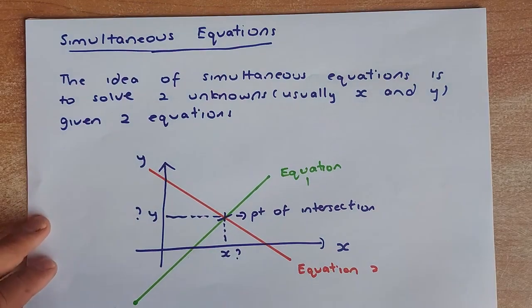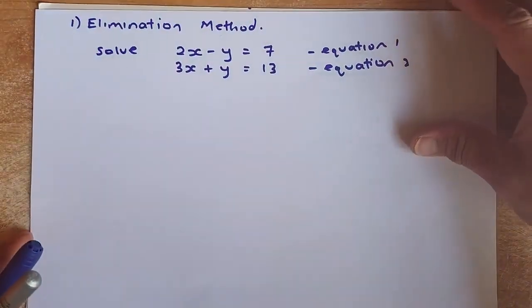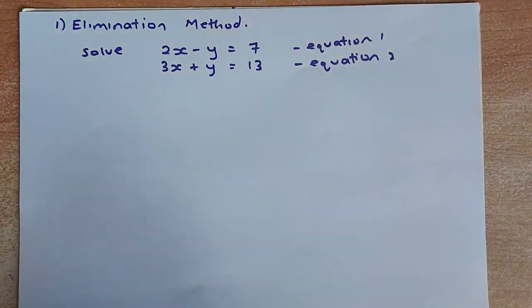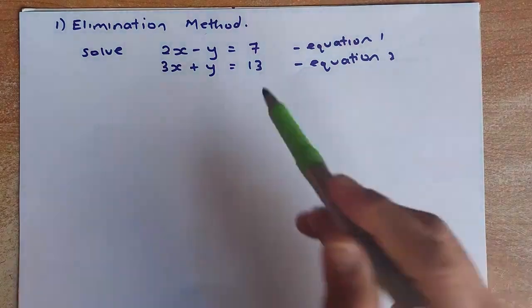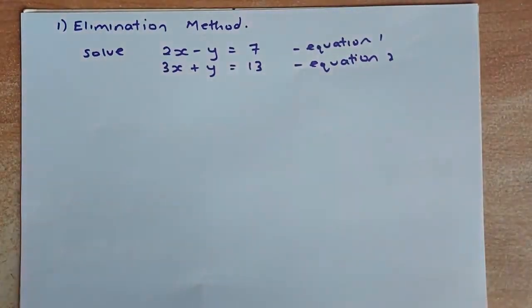Okay, we shall look at some examples now. There are two methods in simultaneous equations. The first method is called the elimination method, so you need to eliminate either the x or the y. Suppose we have an example here: 2x minus y equals 7, we call that equation 1, and 3x plus y equals 13 is equation 2.